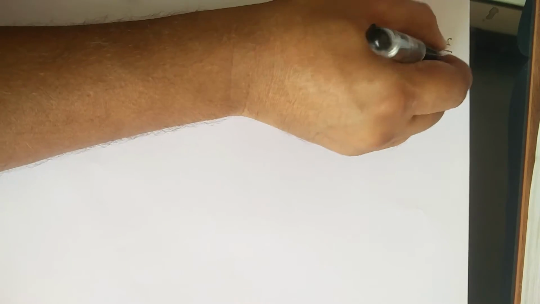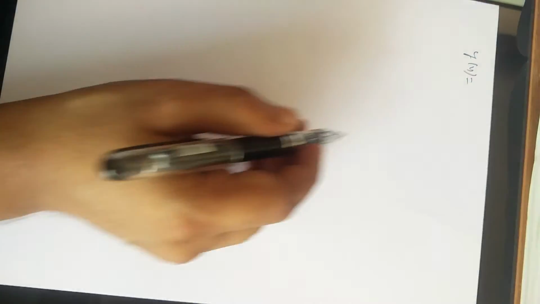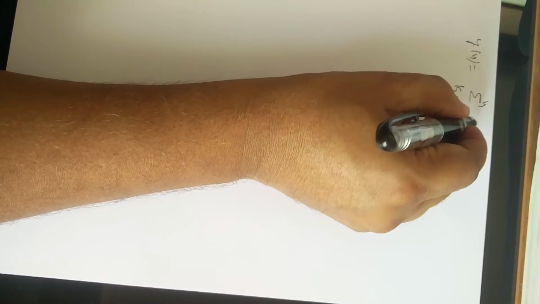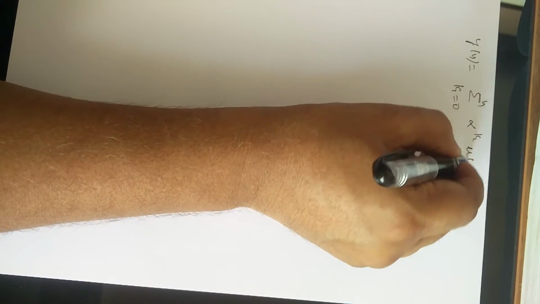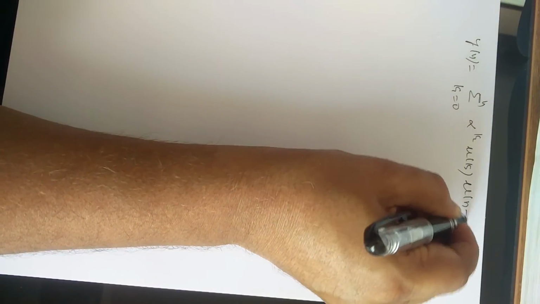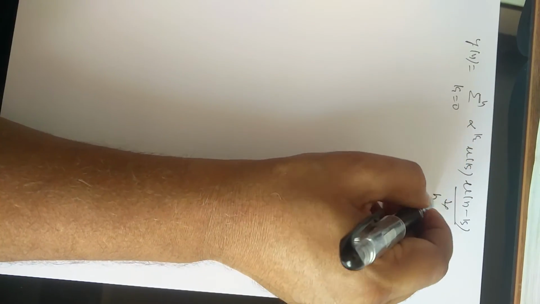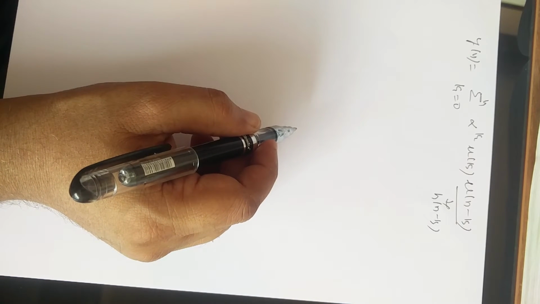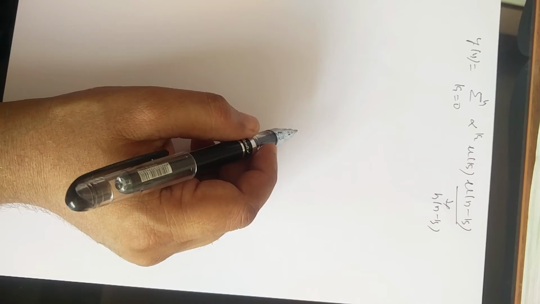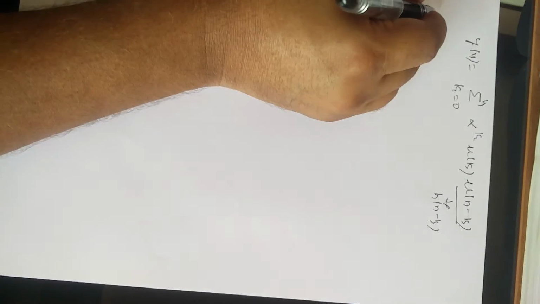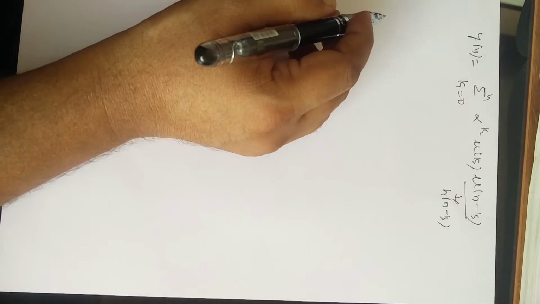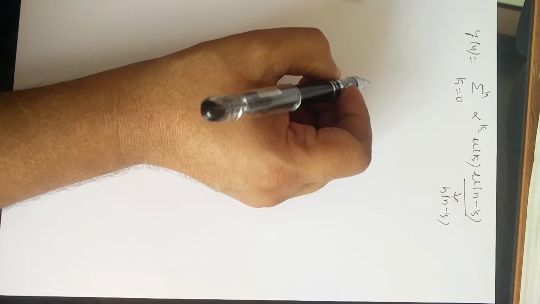So we have y of n is equal to summation of k from 0 to n, alpha to the power of k into u of k into u of n minus k. This is nothing but h of n minus k, where h of n exists from 0 to infinity. h of n minus k depends upon the value of k. We have to take three cases here. When n is 0, what happens? When n is 1, what happens here? This is u of n minus k.